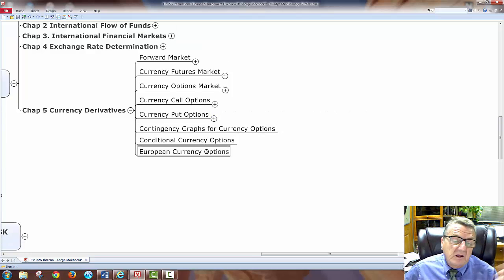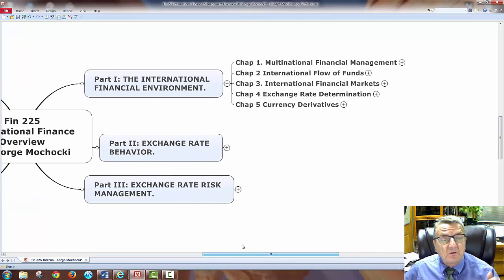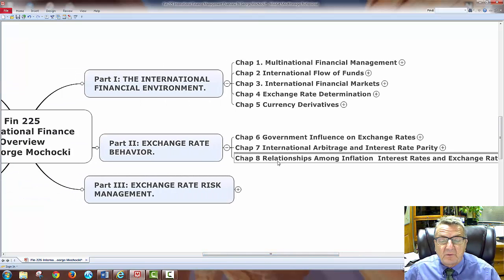And contingency graphs and conditions for currency options and European currency options. When do I buy, when do I sell? All right. So that just took care of part one. I'm going to go real quickly in part two.